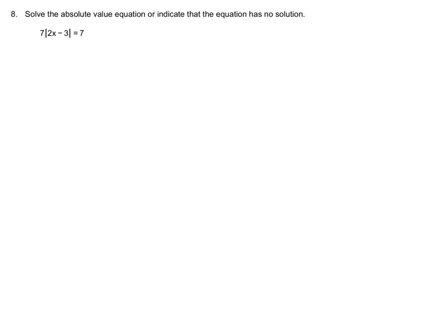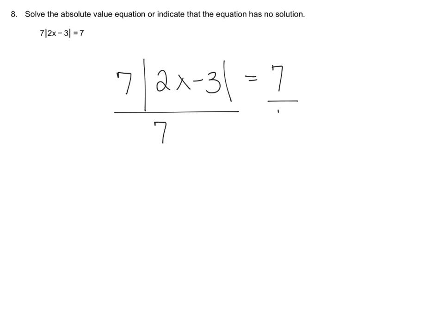Solve the absolute value equation or indicate that the equation has no solution. 7 times the absolute value of 2x minus 3 equals 7. First, we want to get the absolute value expression by itself. To do that, we're going to divide both sides by 7. This becomes the absolute value of 2x minus 3 equals 1.